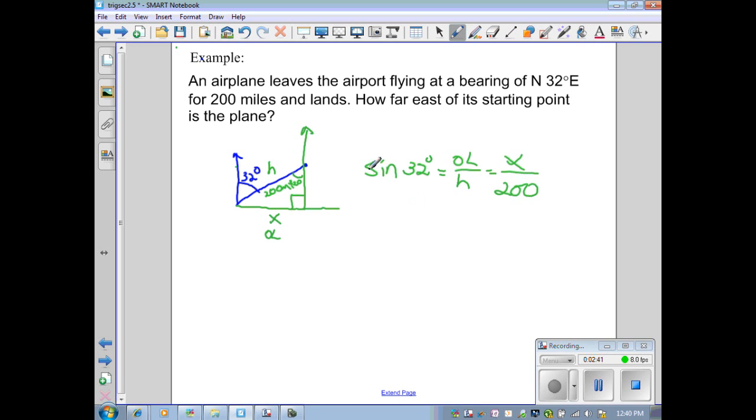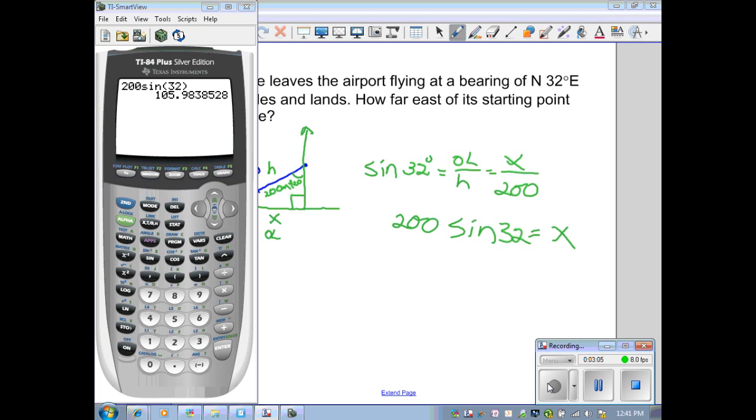Now, I need to solve this equation for x. If I multiply both sides by 200, I get 200 sine 32 degrees. Now, I just substitute that into the calculator, and that should give me the distance that my plane traveled east. Here you can see I substituted into the calculator. I made sure that my mode is in degree, and when I plugged this in, I got 105.98, which approximates to 106 miles.